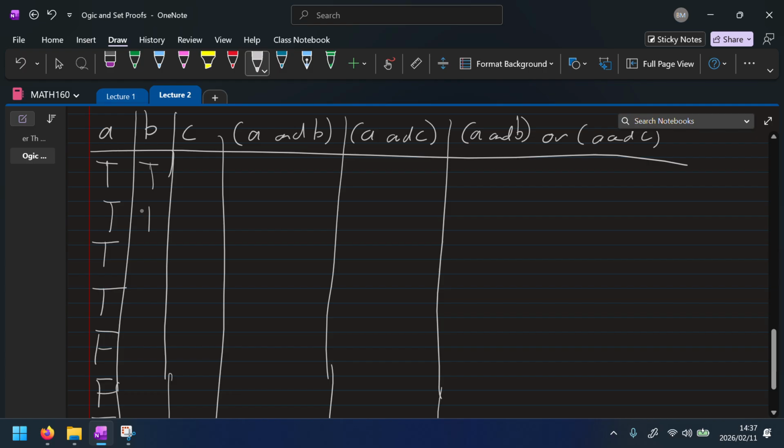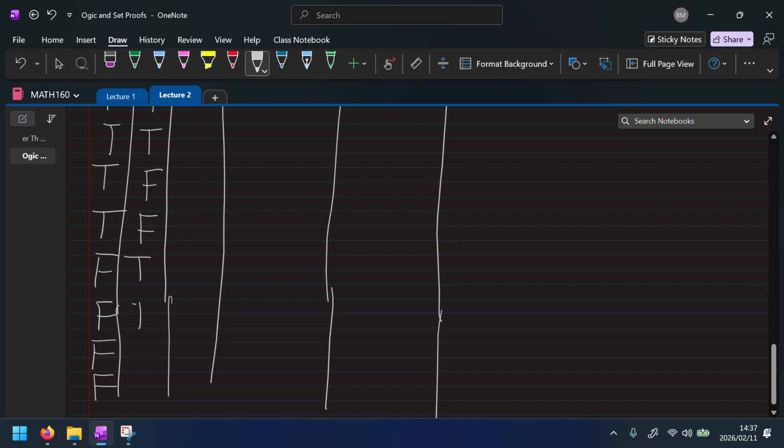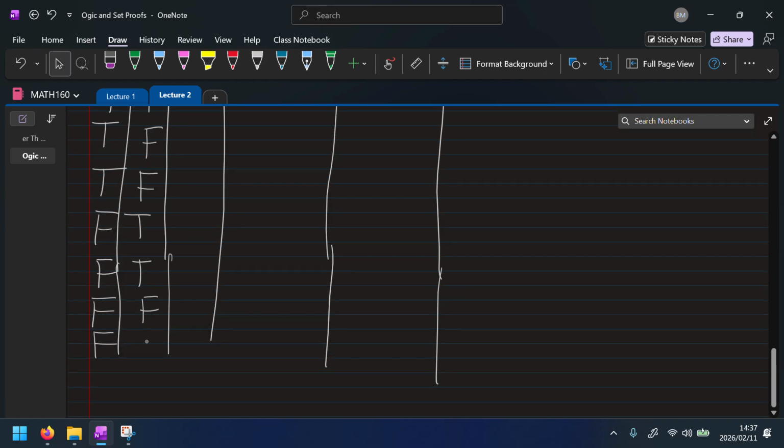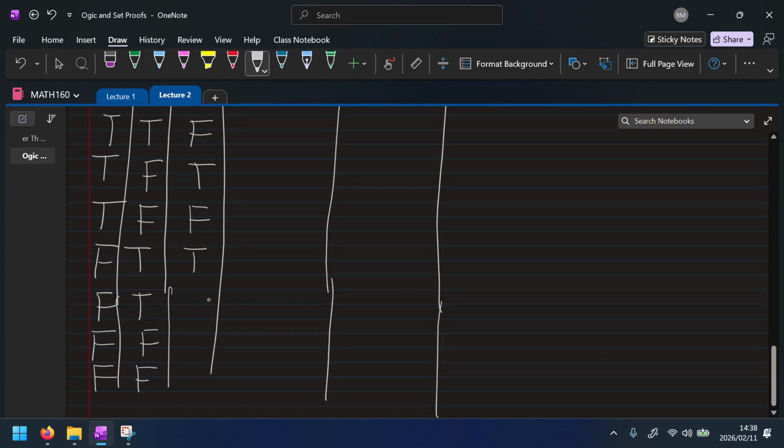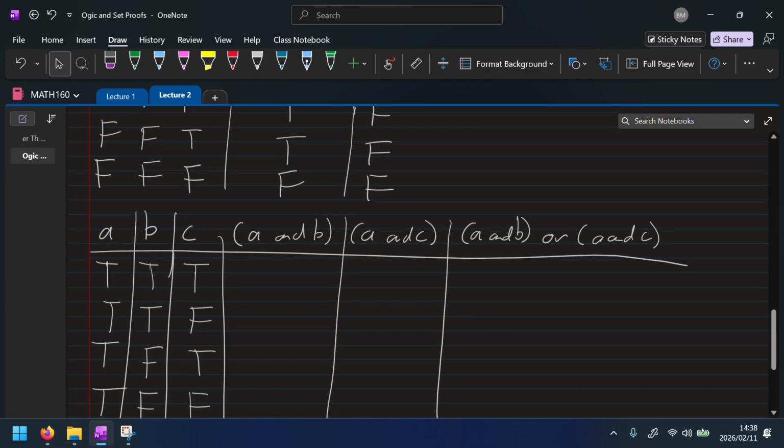So it'll be true, true, false, false, true, true, false, false. Okay, so that's all of the 2's. And then true, false, so on. Okay, and we ended off with false, false, false, so we know that's everything there. And we just fill it in exactly the same as we did before.